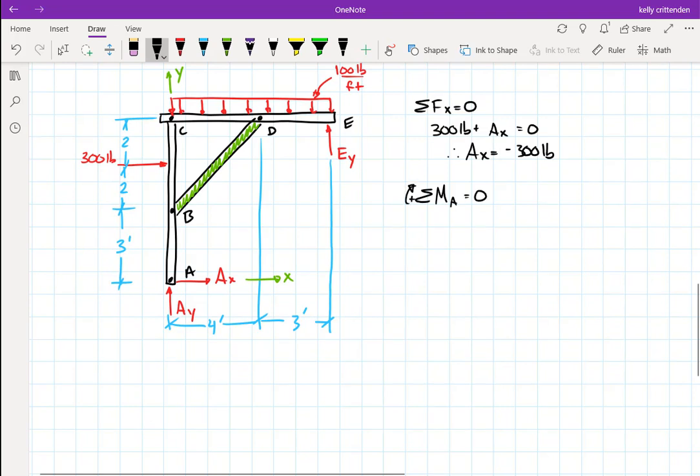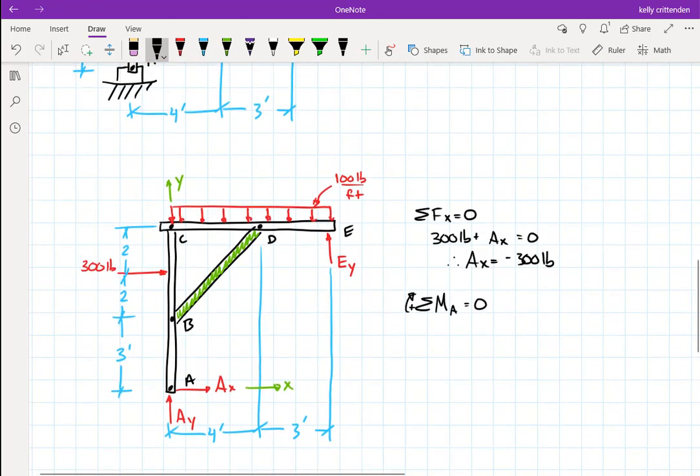And I have this distributed load, and I really would rather deal with it as a point load when I'm doing moments. So I will lump it. It's 100 pounds per foot, spread over 7 feet, so it's going to be a total of 700 pounds, and it would be 3.5 feet over from this end.